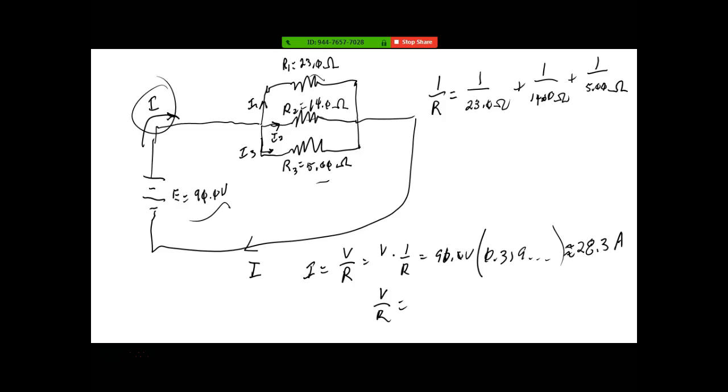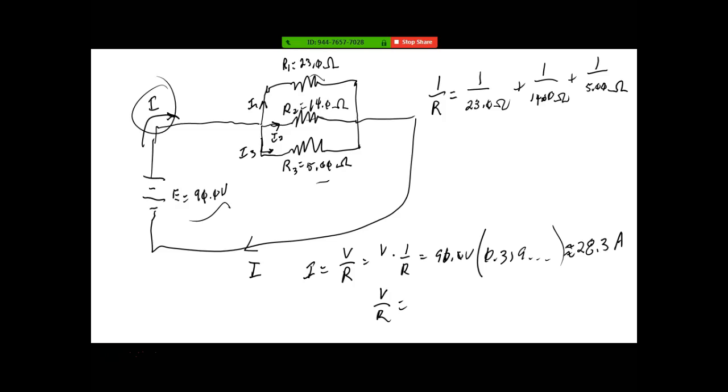In fact, that's what the book did. They did the 1 over R and got 3.18 ohms, then divide 90 by 3.18, you get 28.3. I was just being lazy. Sorry about that. No, I'm not. I'm just lazy. So rather than doing 2 more keystrokes, I just did 1. Okay, I left it at 1 over R and then multiplied that by the voltage of 90.